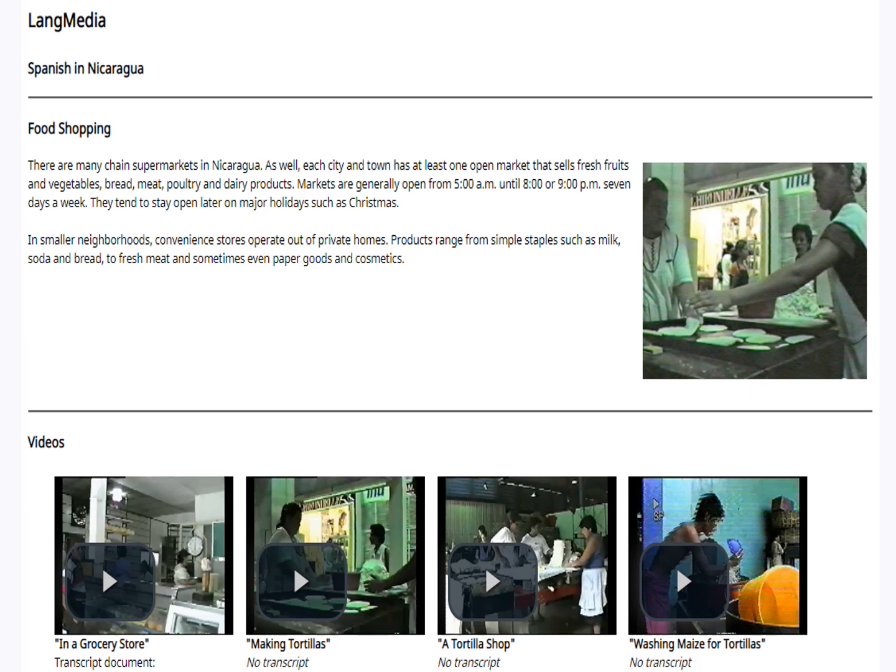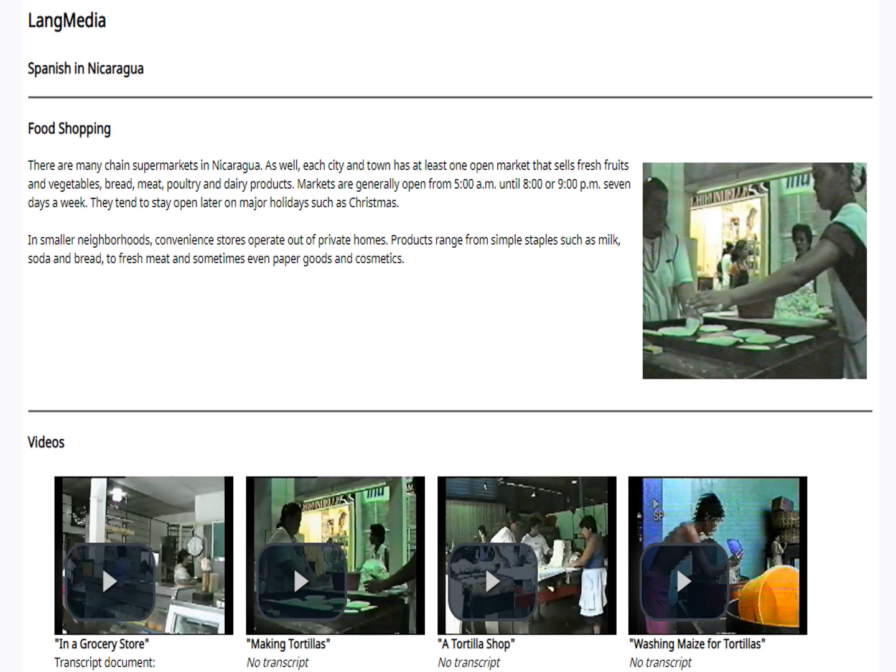This screenshot shows shopping for food, and it's in Nicaragua. So the information here describes how there are many chain supermarkets in Nicaragua, as well as open-air markets that are open for very long hours, 7 days per week.